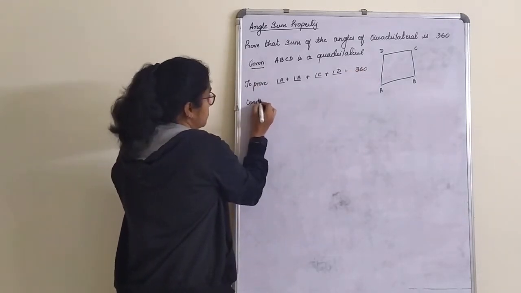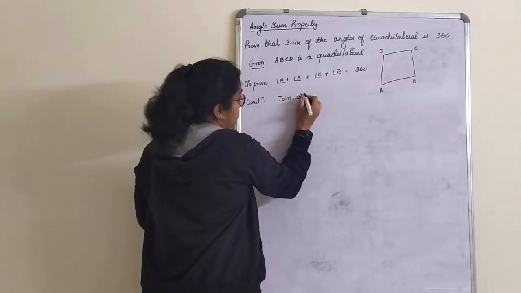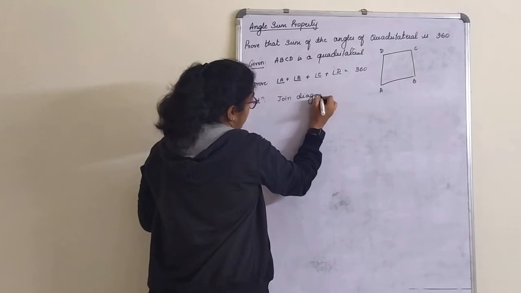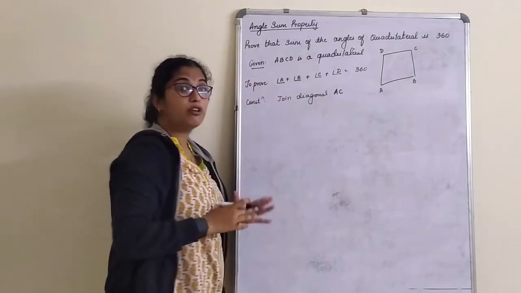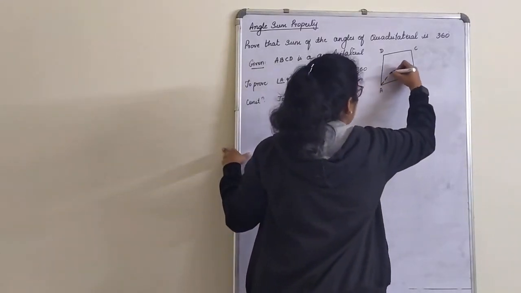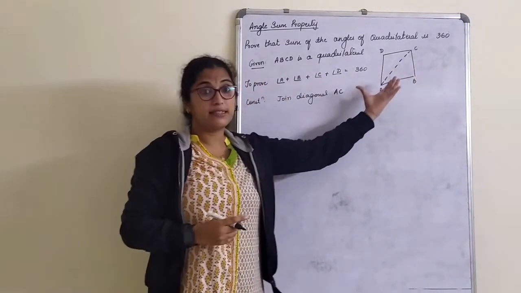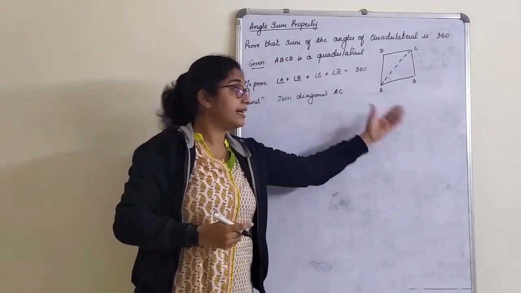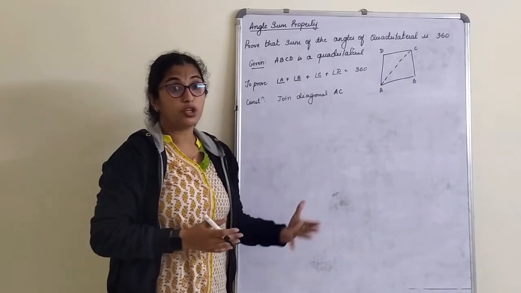Construction. Join a diagonal, any diagonal if you want, join diagonal AC. Whenever you do any construction, that should be shown in dotted lines only. So see how I have done here. I started my figure on my right-hand side, and from the left-hand side I started writing. That is how you have to start geometrical sums.